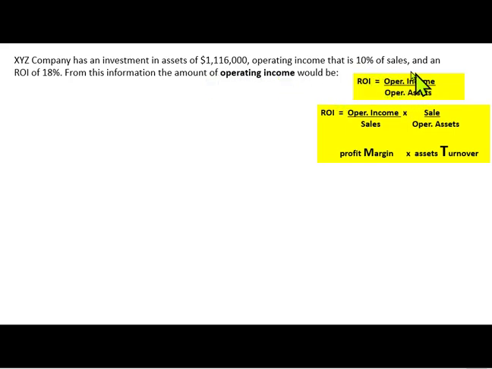Okay, so this one deals with this equation right here. This more original formula, which is return on investment is equal to the operating income divided by operating assets. Because we've got two of these three pieces, we can solve. We don't even have to use this expanded formula over here. So return on investment of 18%. So we've got the return on investment number already. 18% is equal to the operating income, which is what we're looking for. That's the unknown, divided by operating assets.